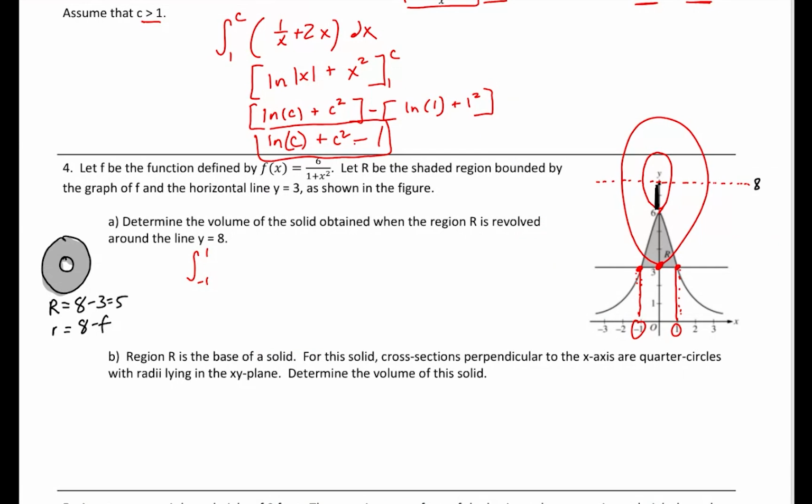And so we're going to have pi R squared minus pi r squared, just like with any of these washer problems, where the big radius is 8 minus 3, which is 5. So pi times 5 squared, minus the little circle, which is pi times 8 minus f squared.